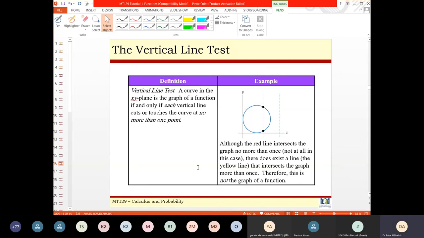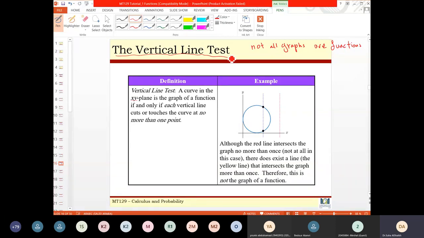Now, we have different types of graphs. Not all the graphs are functions. Put this in your mind. Not all graphs are functions. Not all of them are functions. How can I know if this graph is a function? We use what we call the vertical line test.